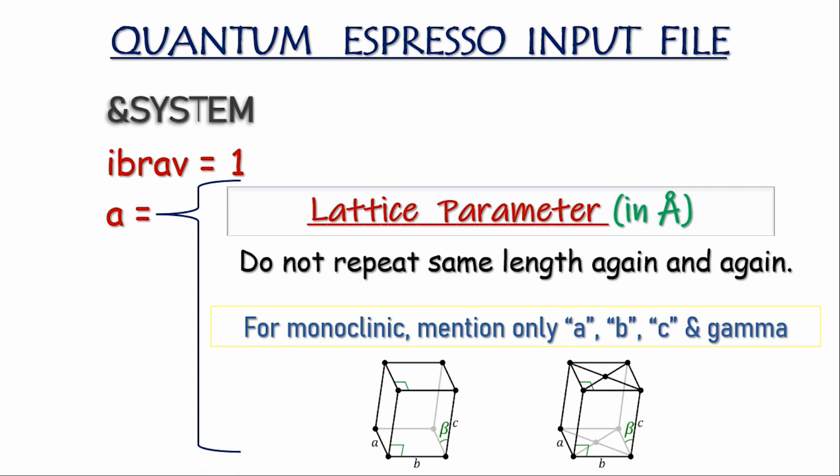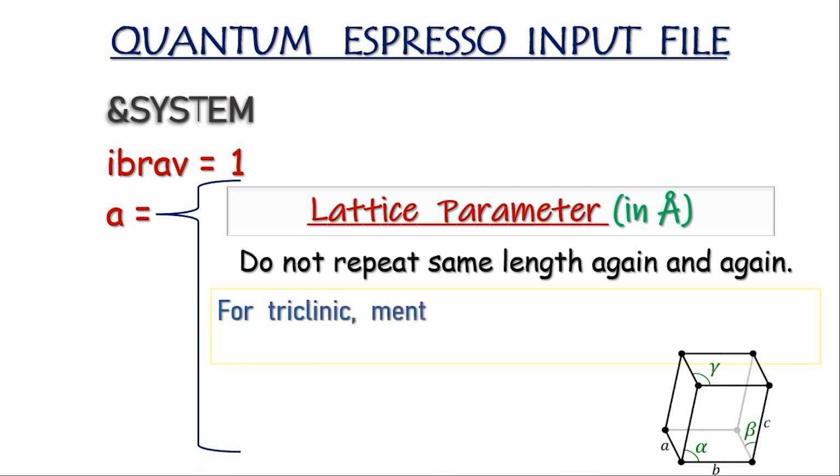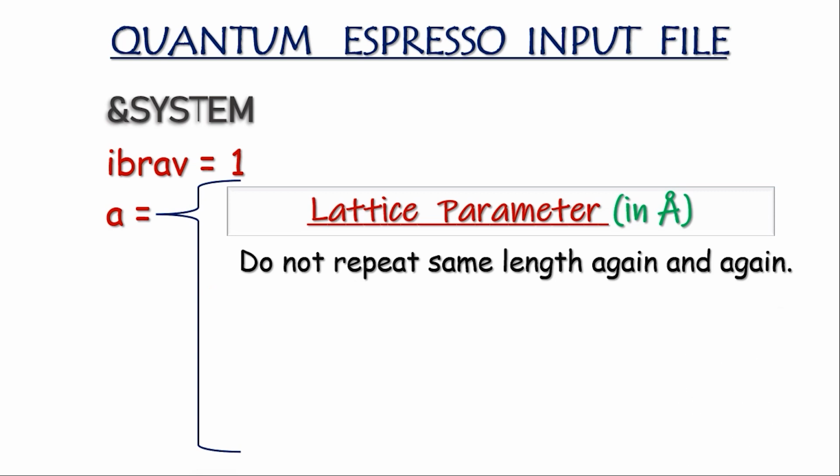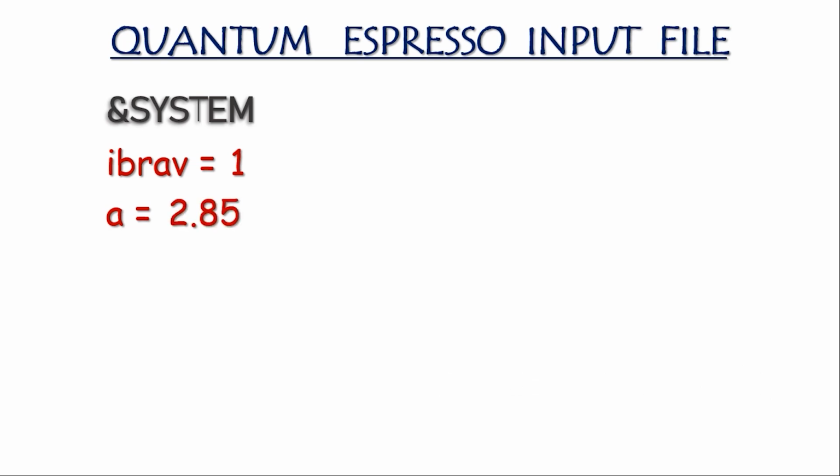As you can guess, only one crystal structure is left. And this is actually the bad one, and this is triclinic. Here you have to mention everything: A, B, C and alpha, beta, gamma. All. Everything you have to mention. You know why. Okay, so let's put A equal to 2.85.